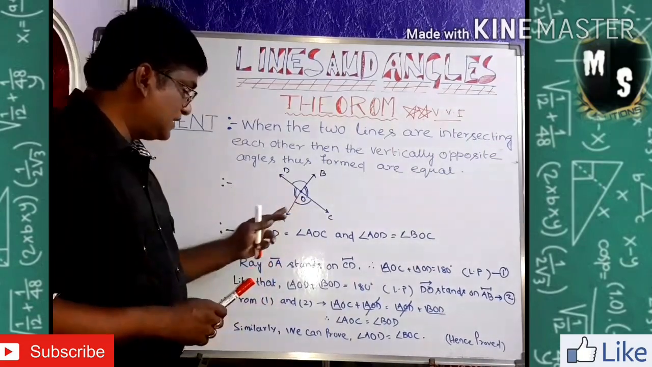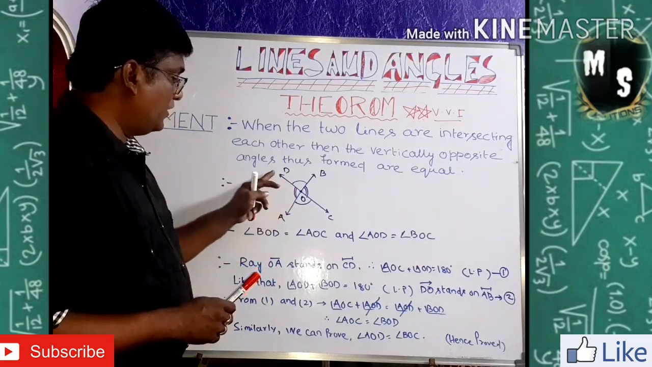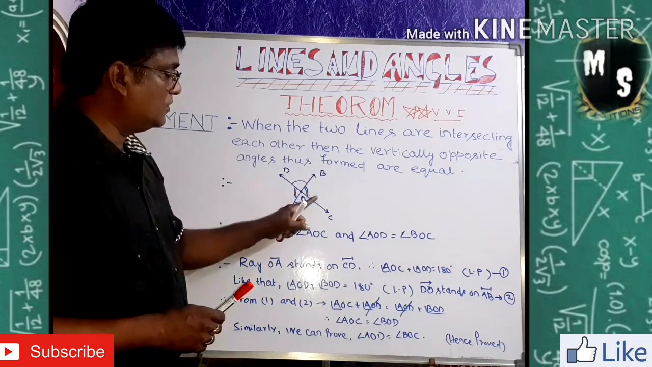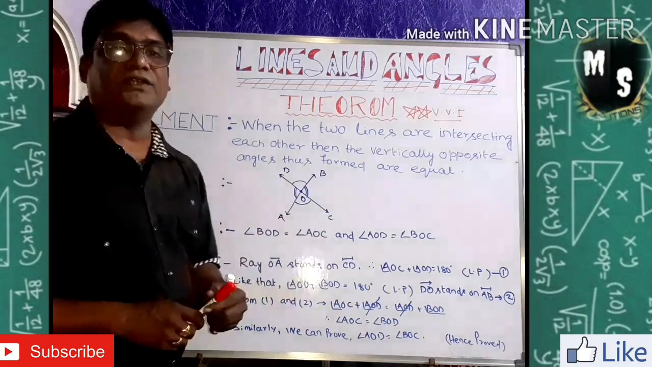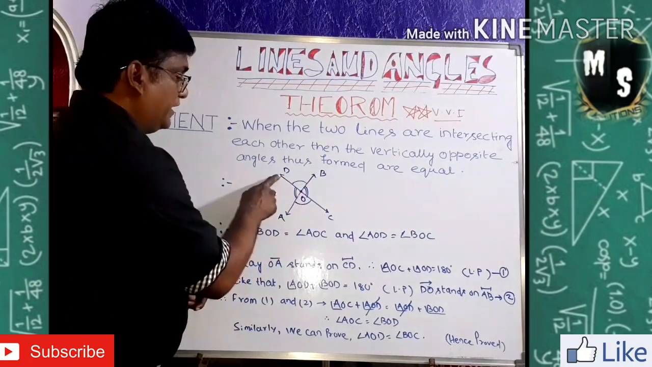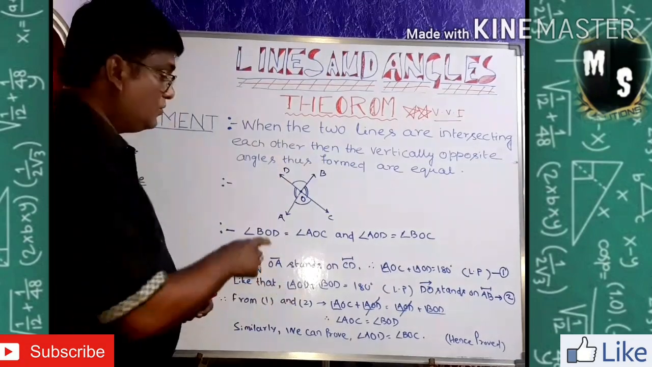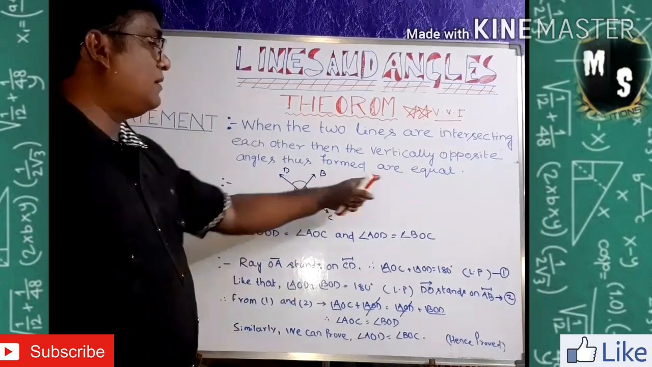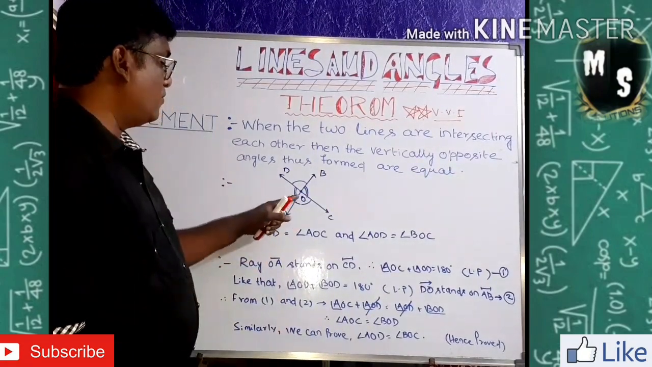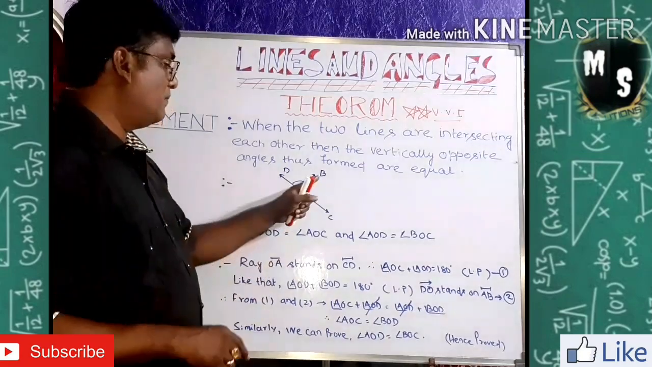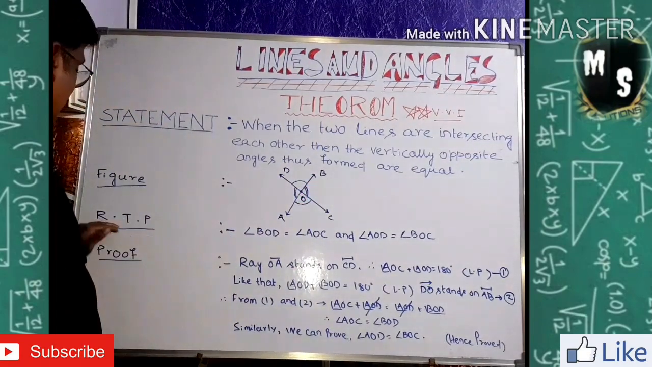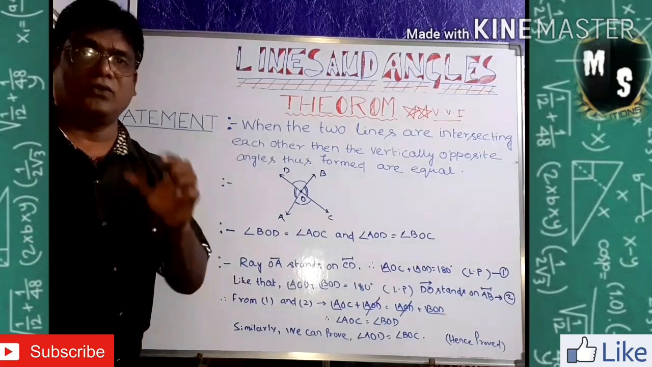Now on this side you see AOD, this angle is vertically opposite to BOC. This we have to prove. We have to prove BOD, vertically opposite to AOC, are equal. And also we have to prove AOD is equal to BOC. That one I wrote here in the next step, you see, is RTP. RTP means required to prove. What you want to prove?